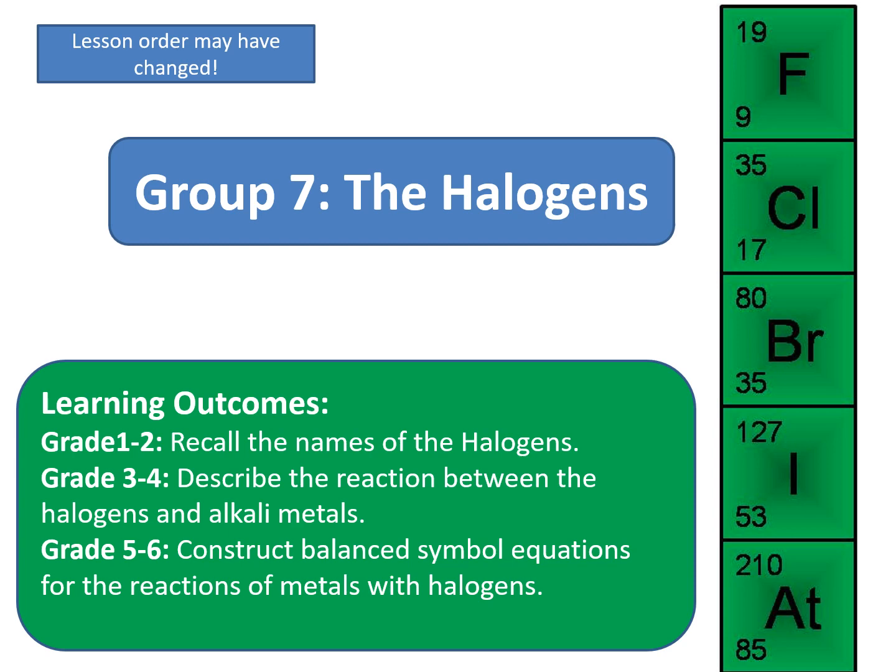Welcome back to our topic on properties of the periodic table. We've looked at the alkali metals and we've looked at noble gases. Today's lesson, lesson 3, is on the halogens, group 7.